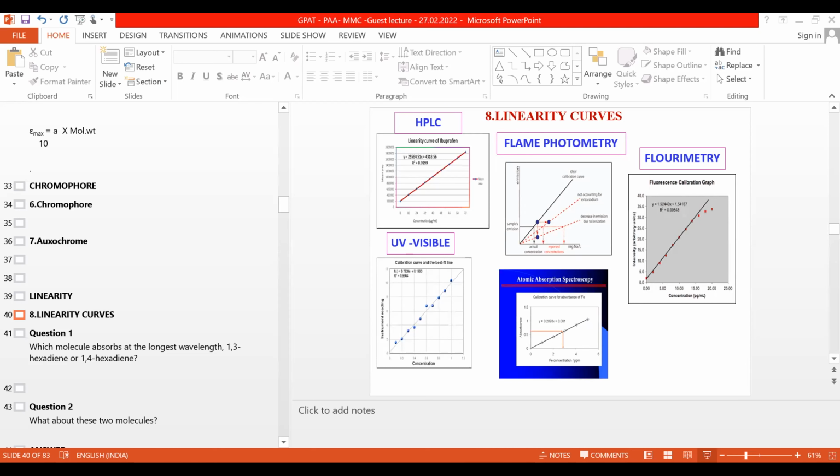So what is the use of this linearity? Linearity helps us to predict the unknown concentration. Once you plot the curve, you can see there is a prediction of unknown concentration by interpolating in the curve. You can see that interpolation even in flame photometry as well as in atomic absorption spectroscopy.